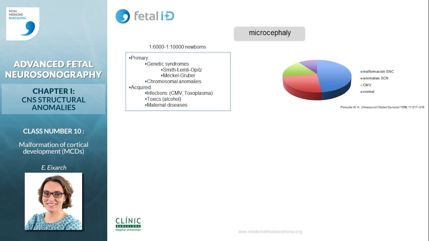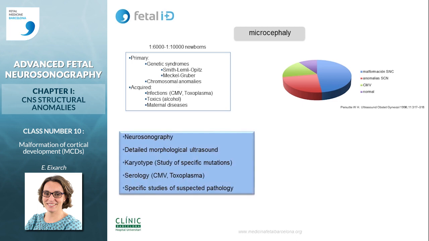Here we can see that from all microcephaly cases, more than half of them are related to central nervous system malformations. 25% of them are associated to some unspecific central nervous system anomalies, 10% to cytomegalovirus infection, and a small proportion have a normal evaluation. We must highlight that those with central nervous system malformations or a specific anomaly will have an impaired neurodevelopment in a variable degree.